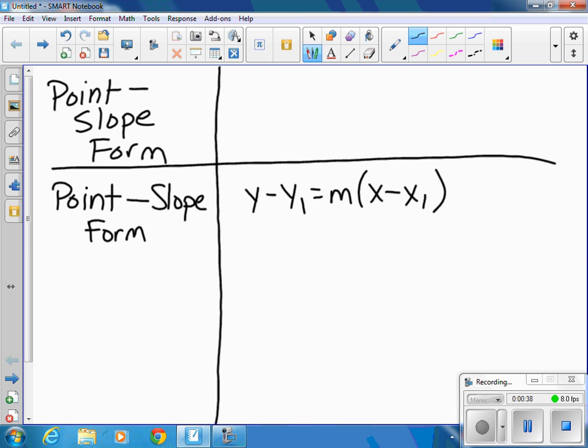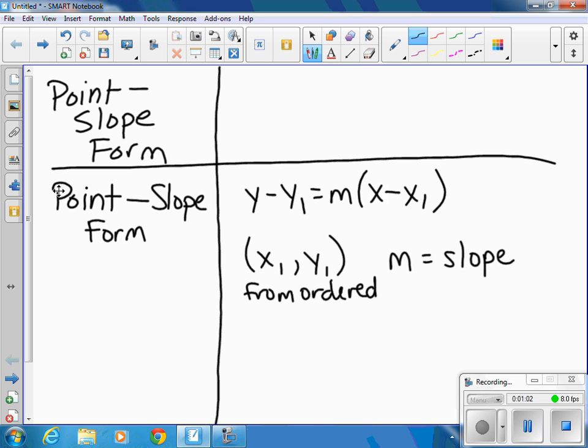Right, and there's some certain parts of this that come from certain places. The x1 and y1 are the parts of your ordered pair. So you will have a point, and the x1 and y1 are the numbers that are sitting in that ordered pair. Okay, and then the m is the slope. So the ordered pair x1, y1 comes from the ordered pair, and then the m is what you know of as the slope.